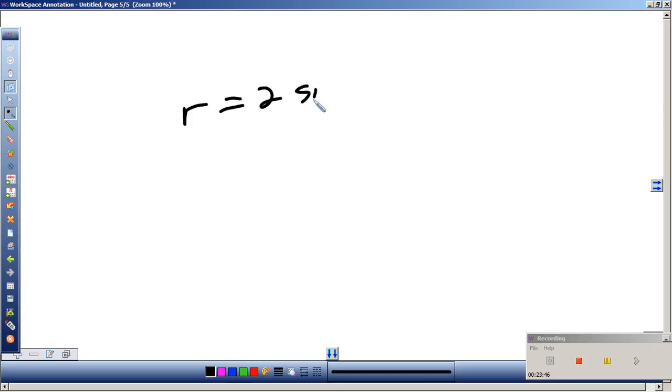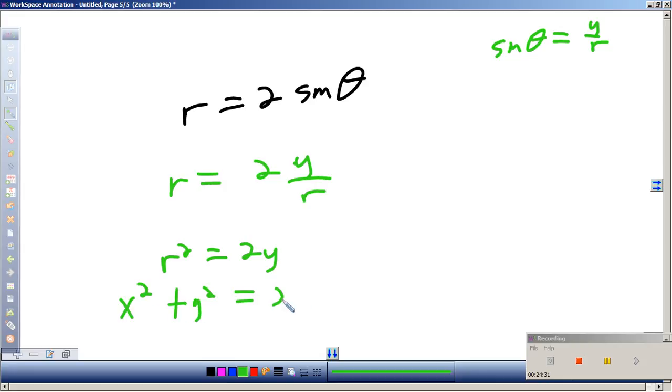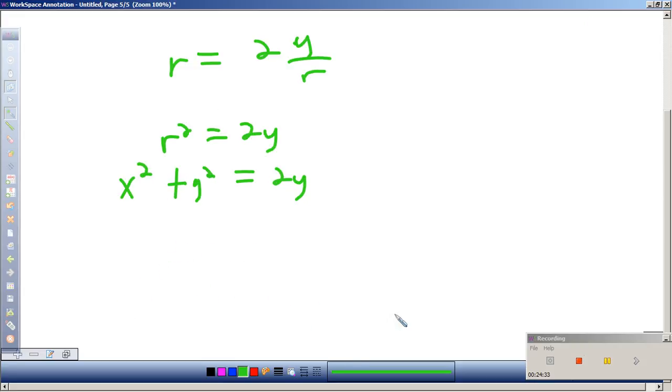Let's do r equals 2 sine theta. How are we going to change that one into rectangular form? What is sine of theta in terms of r? y over r. So we can change this to r equals 2 times y over r. We can multiply by r, and we get r squared equals 2y. What's r squared equal to? x squared plus y squared equals 2y. Now, if we want standard form, what are we going to do? Subtract 2y: x squared plus y squared minus 2y equals 0. What is the shape of this thing?